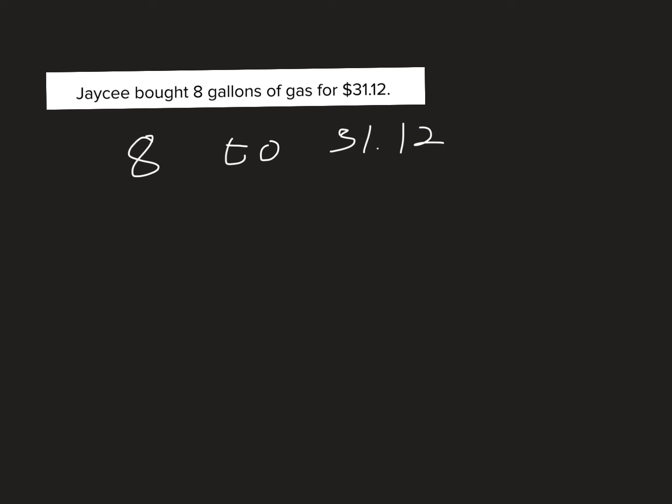So basically, I am going from 8 gallons to 1 gallon. Well, what if she only buys 1 gallon of gas? Okay. I need to take $31.12 and divide it by 8 to figure out my unit rate. 1 gallon per how many dollars?